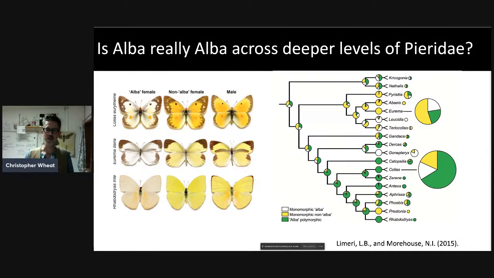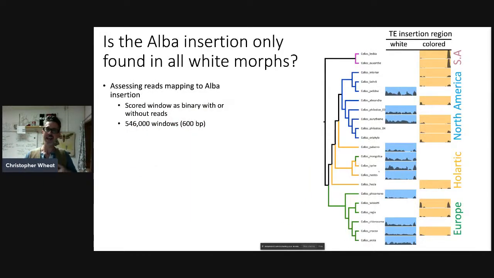And although we eventually might want to look at this question across different genera, we're staying within Colias and at least asking, between species that last shared a common ancestor about 1 million generations or years ago, is it really the same region that's controlling Alba? And that's what we're doing here, right?